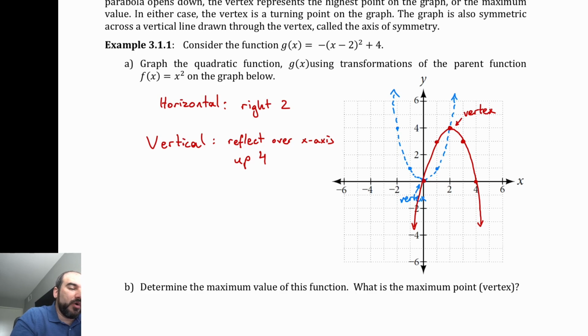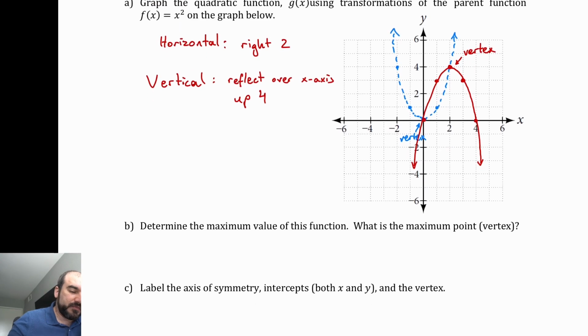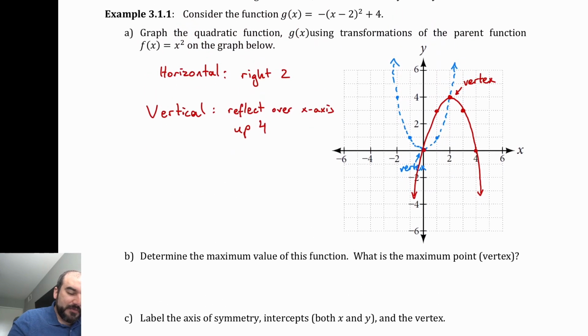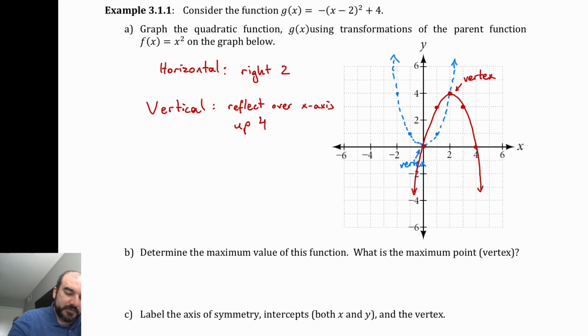Right, so we can use the old transformation definition that we have for these, like right 2, up 4, reflect over the x-axis. We can use that idea not just for graphing lines, but for quadratics as well. Determine the maximum value of this function. Remember, maximum value is going to be the highest point of a graph. So on the red line, what is the maximum value of this function?